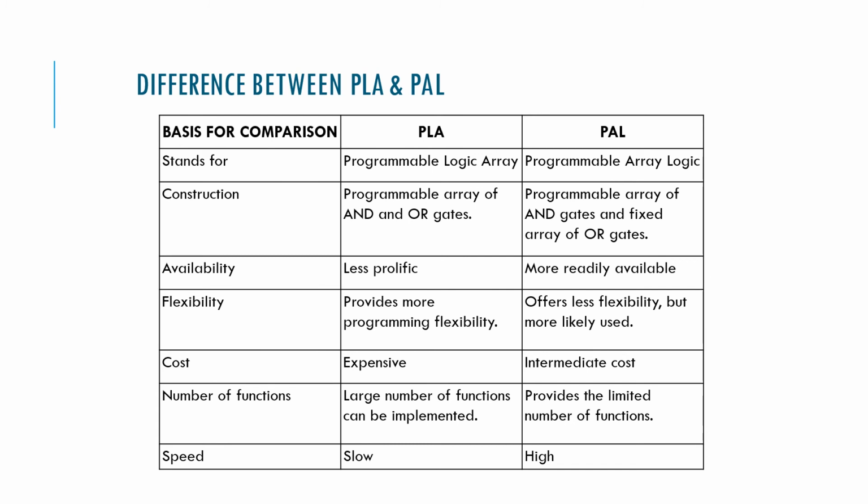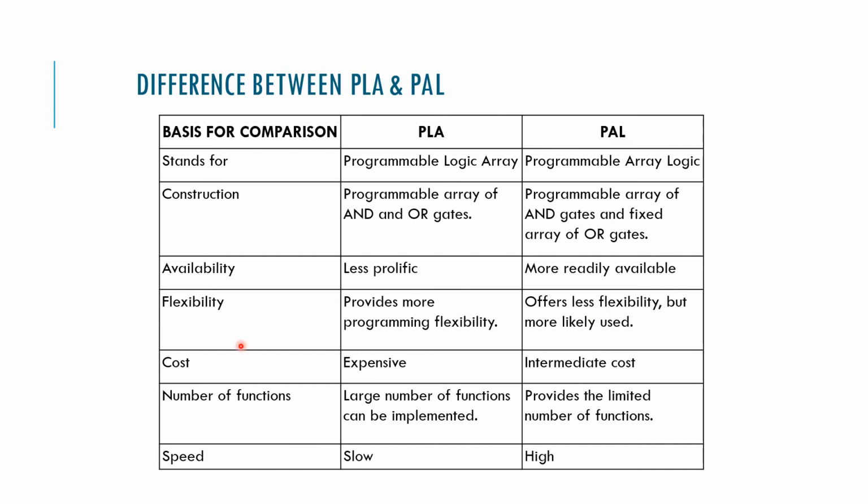What are the major differences between PLA and PAL? The basis for comparison: PLA stands for programmable logic array, and PAL stands for programmable array logic. Regarding the construction, PLA has a programmable array of AND and OR gates, whereas PAL has a programmable array of AND gates and a fixed array of OR gates. Regarding availability, PLA is less prolific, while PAL is more readily available. With respect to flexibility, PLA provides more programming flexibility, while PAL offers less flexibility but is more likely used.